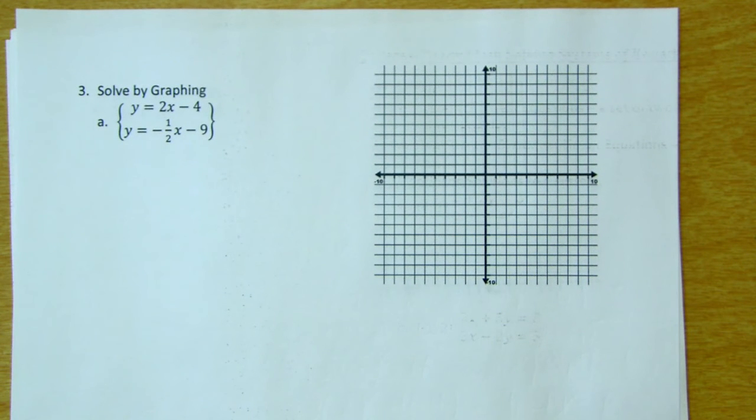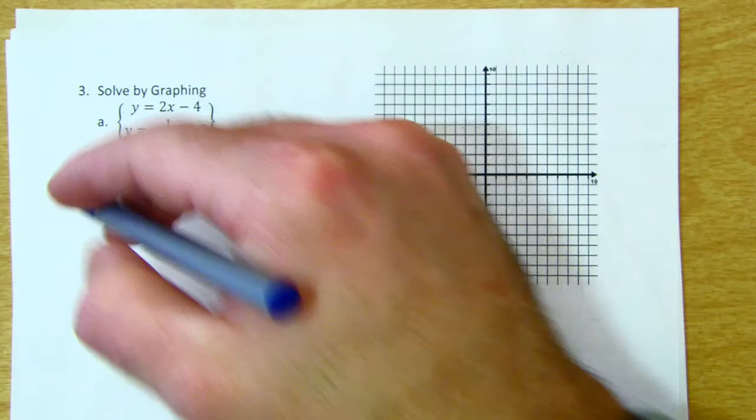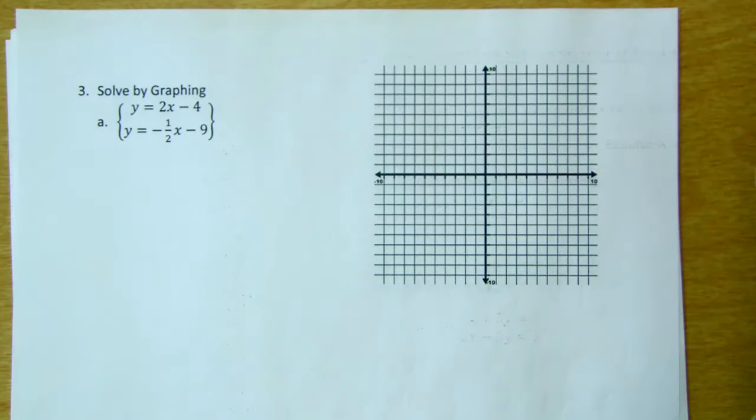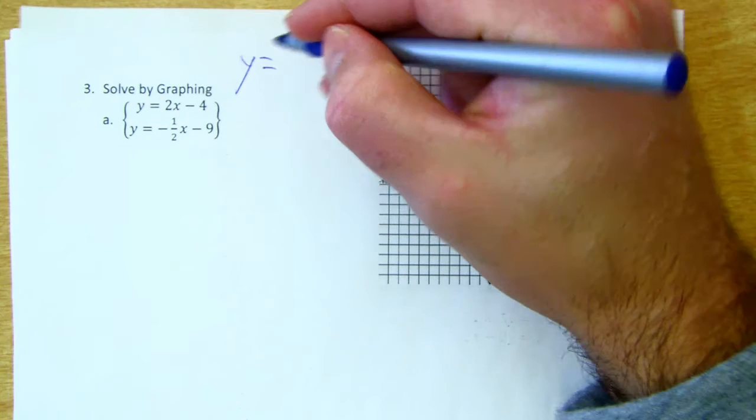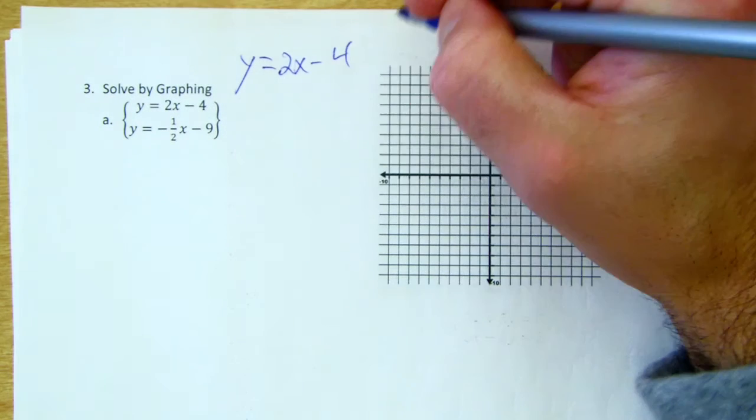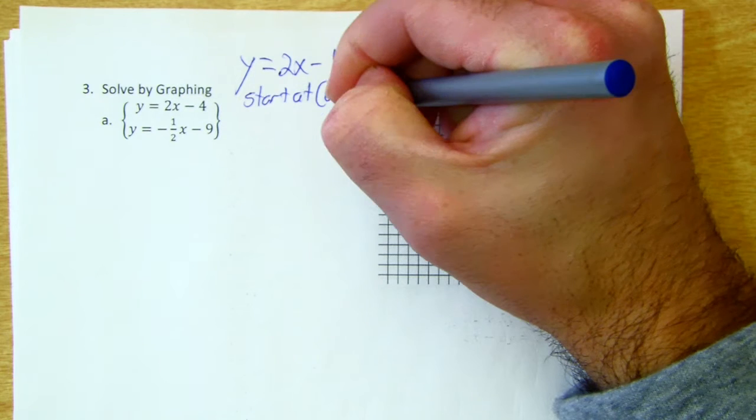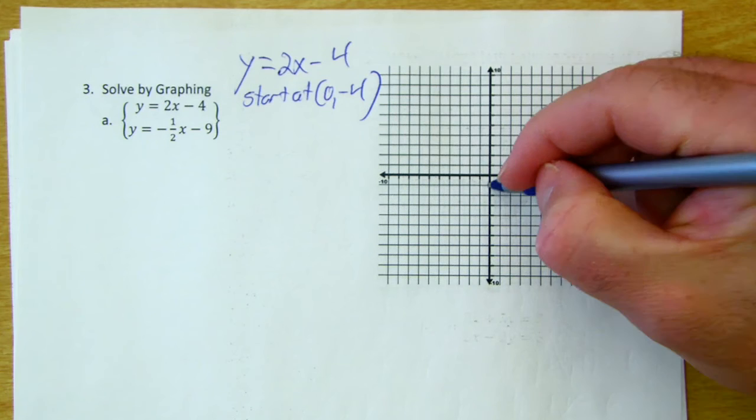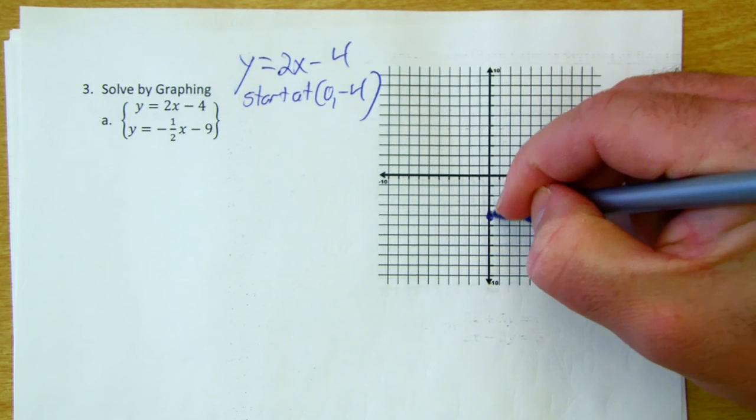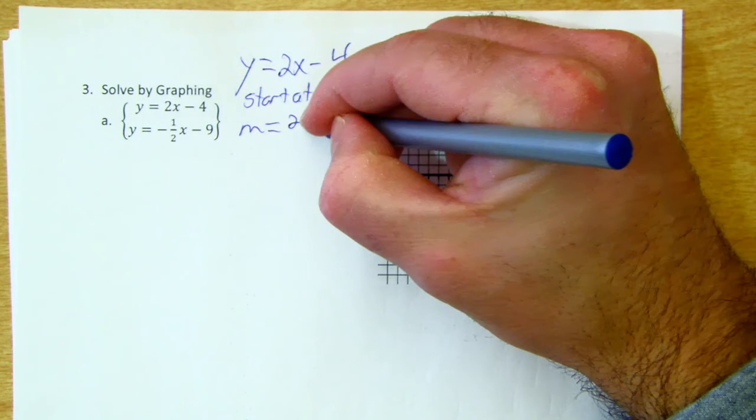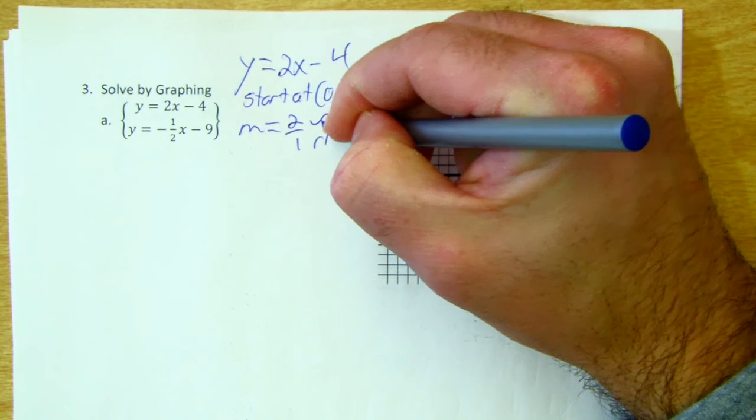All right, so solve by graphing here. You're just going to graph these two lines and see where they intersect. So first up with y equals 2x minus 4. Start at (0, -4), my y-intercept. So 1, 2. And my slope is 2 over 1, so up 2, right 1.